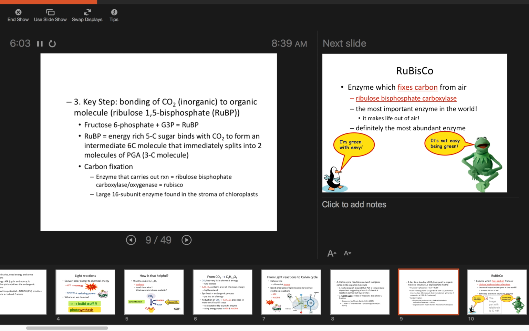So RuBP, a 5-carbon sugar, binds with CO2 to form an intermediate molecule that immediately splits into PGA, which is a molecule that you should be familiar with from glycolysis. That was one that you had to memorize.